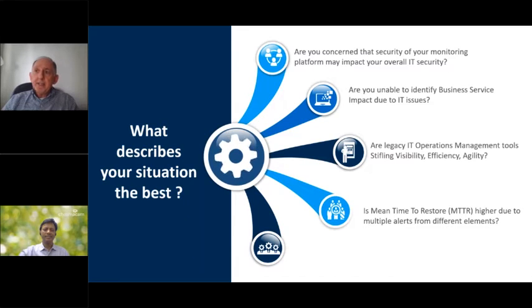Is mean time to repair higher due to multiple alerts from different elements and tools? Very often our organizations are becoming snowed under with events and alerts, and it's very difficult to sort them and correlate them. Event correlation is a big topic in and of itself, beyond the scope of today's webinar, but certainly a big question that needs to be addressed.